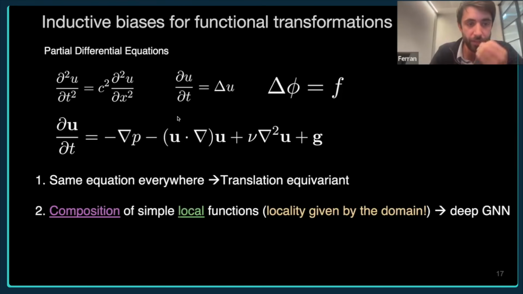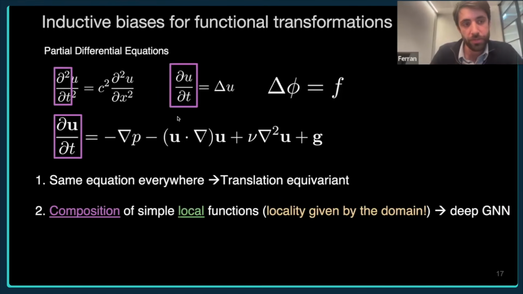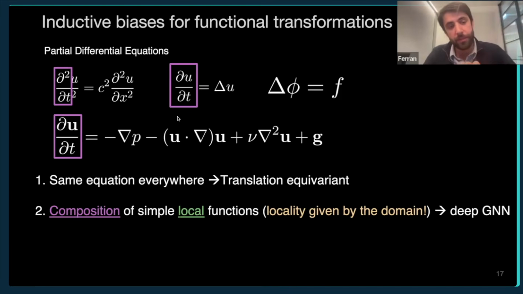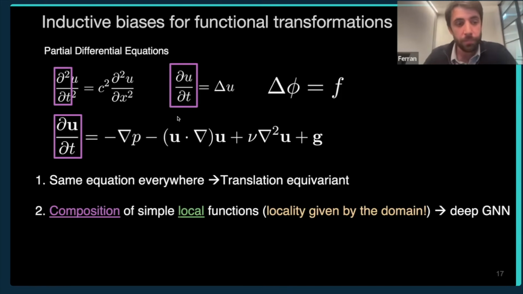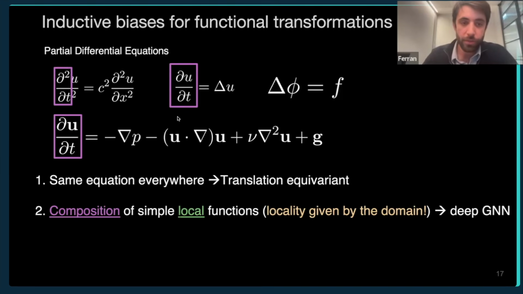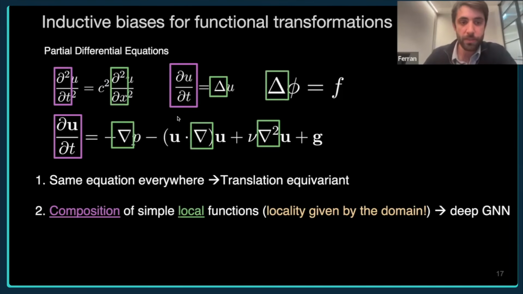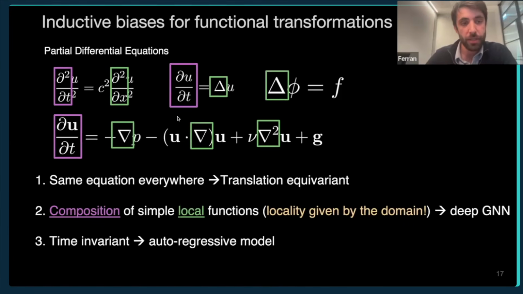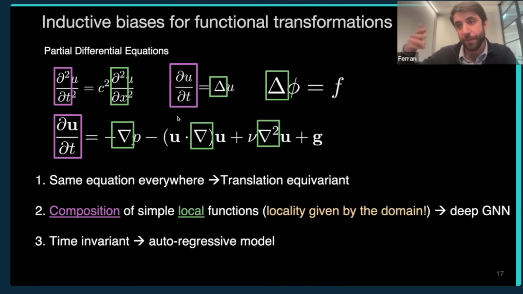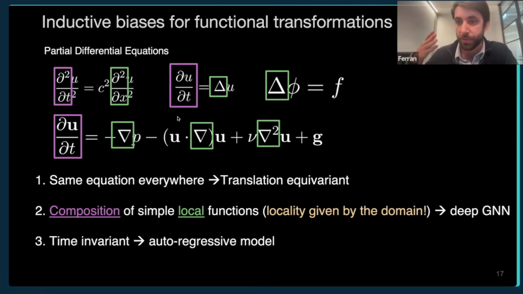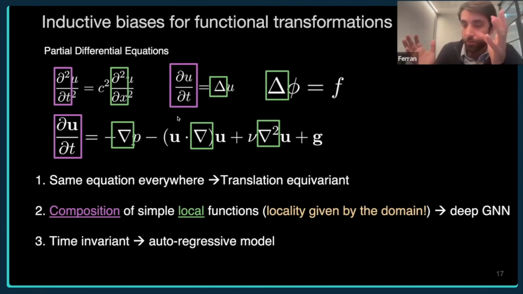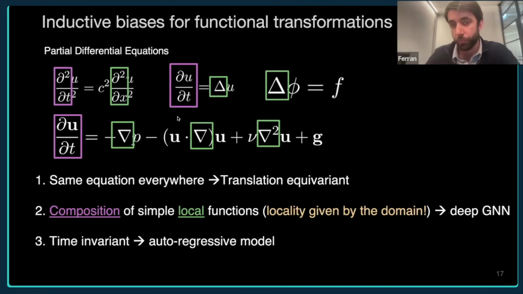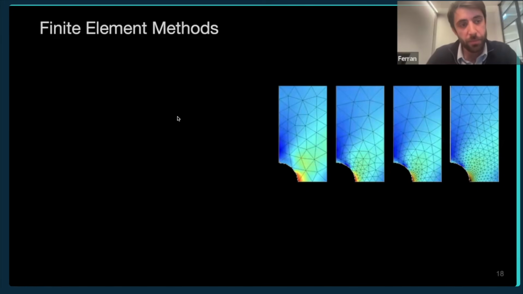The second thing is the composition of local functions. For instance, the derivatives here are going to be local in time and are going to be composed. And also we have derivatives in space, which are by definition local. So this suggests something like a deep GNN. The third thing is that the same function is always the same. So basically the physics of the weather today are the same as the physics of the weather tomorrow. Physics don't change. So we got inspired by finite element methods, which are widely used in science and engineering.